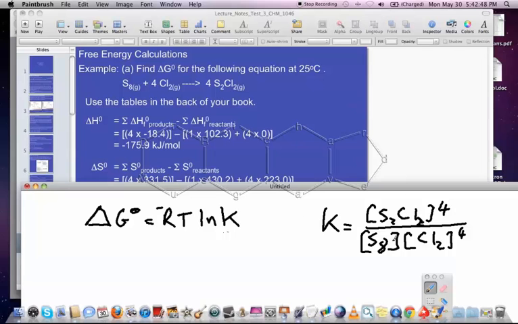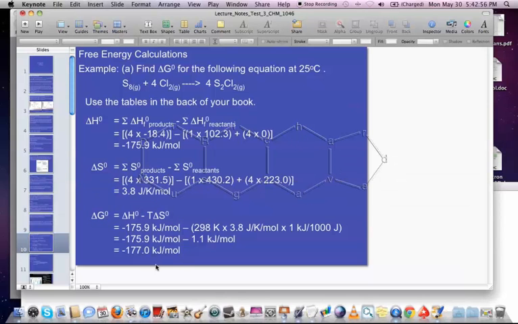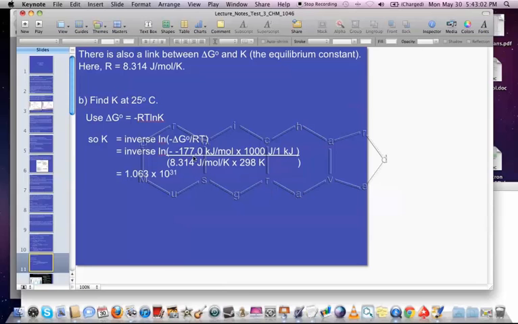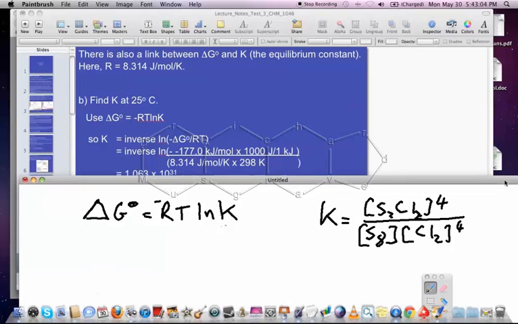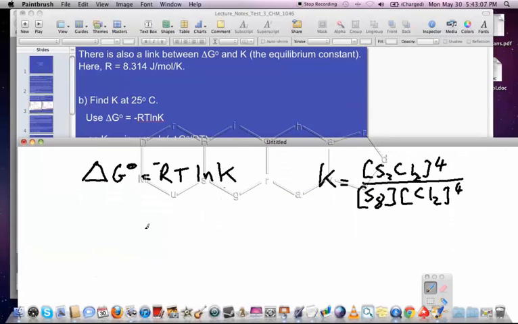Now obviously we don't have these concentration values to calculate K, but we can calculate K since we already know what delta G naught is, and we calculated that down here as minus 177.0 kilojoules per mole. Alright, so let's take a look at how we would isolate that. Now we've got delta G naught equals negative RT log K. We've got to now isolate K somehow. So how do we do that?